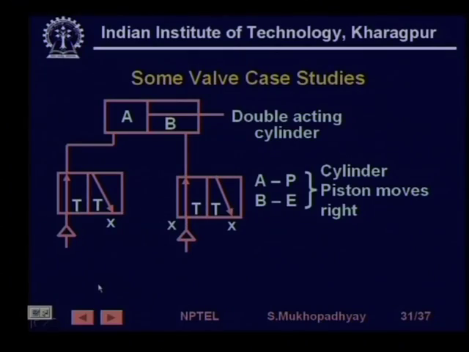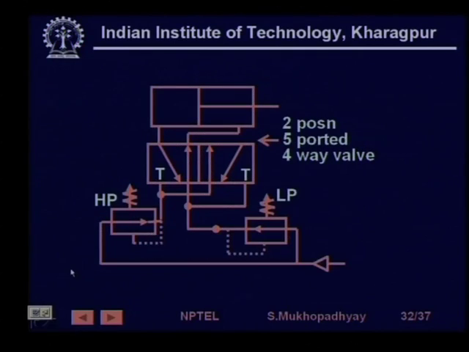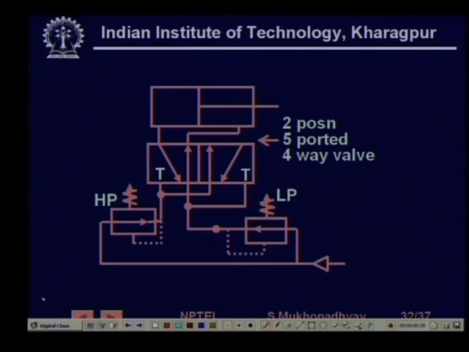So, yeah, AB to P locks the piston and AB to E, E means exhaust, the piston is floated. Similarly, this is a case where this is a 2 position 5 ported 4-way valve. So, 5 ports, because 1, 2, 3, 4, 5 ported, and 2 position, because this is one position and this is the other position.